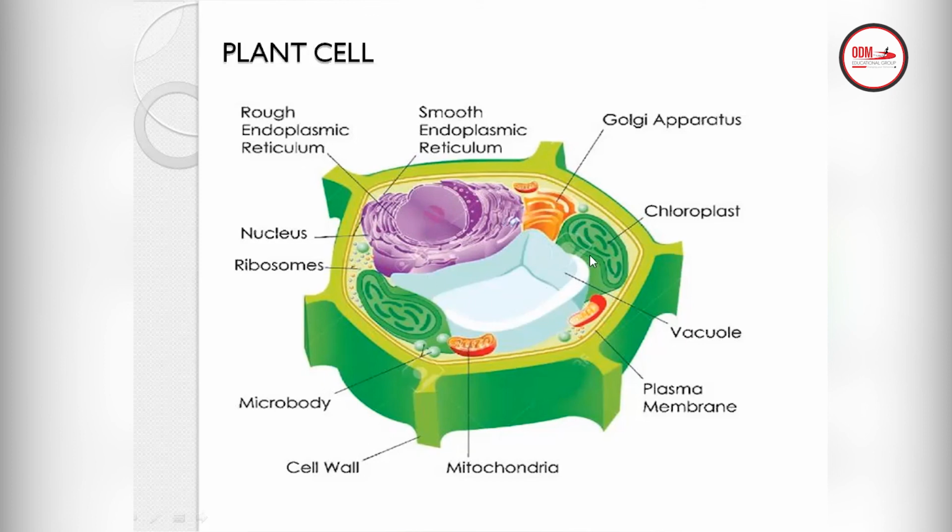The most important feature is that the plant cell has plastids. These plastids are of many types. This is one of the plastids, the chloroplast, and it contains the green pigment, chlorophyll, which helps in the photosynthesis process, that is, preparing its own food.